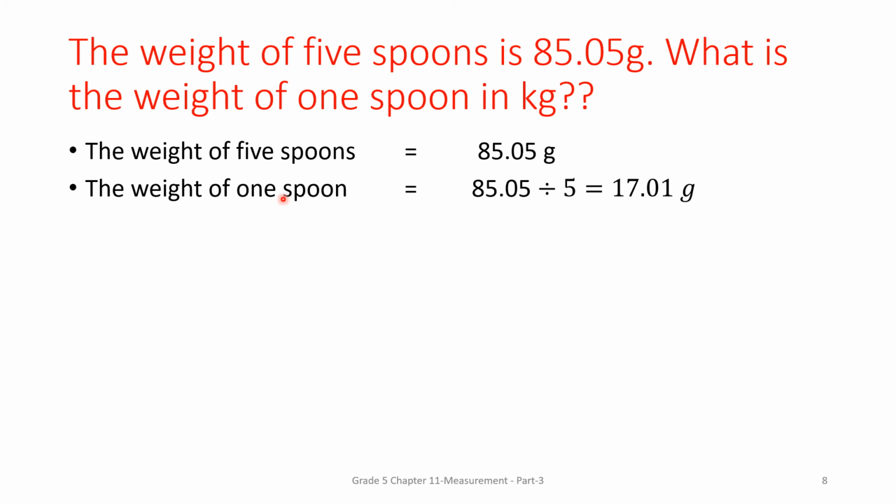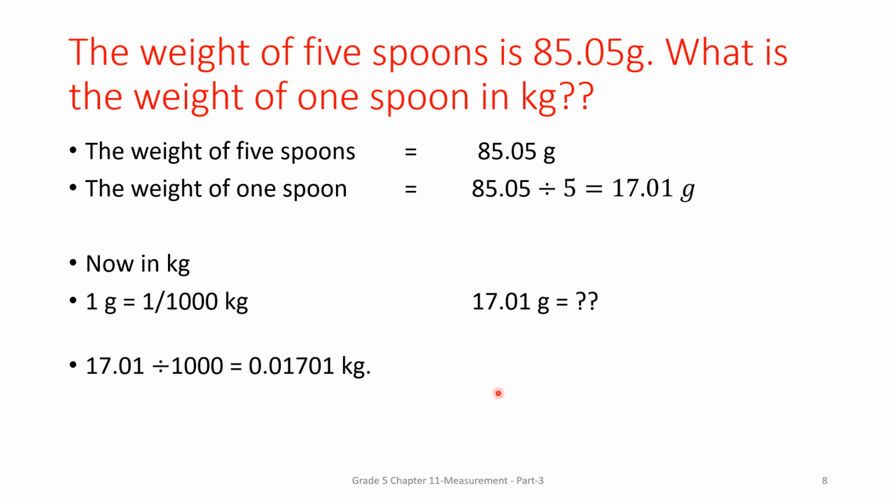Okay, this weight I have got in grams. The weight of 1 spoon is 17.01 grams. Now scholars, we have to find the weight of 1 spoon in kgs. Okay, so now we will do that. We know that 1 gram is equal to 1 by 1000 kgs. So how much will be 17.01 grams? For that we have to divide 17.01 by 1000.